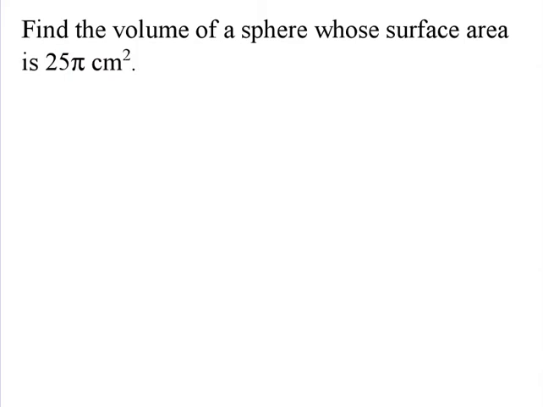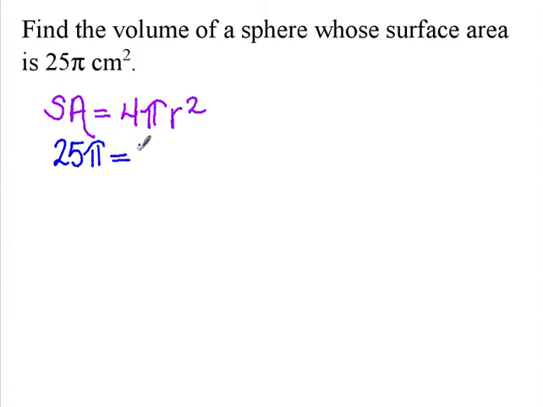Find the volume of a sphere whose surface area is 25 pi centimeters squared. So now look at what they give us. They give us the surface area. The surface area of a sphere is 25 pi, and so I know the surface area formula is this. So I end up having 25 pi equals 4 pi r squared.